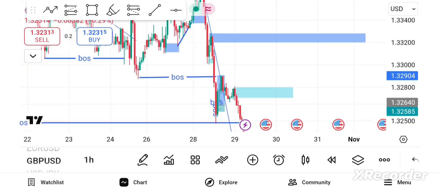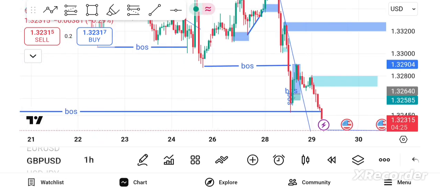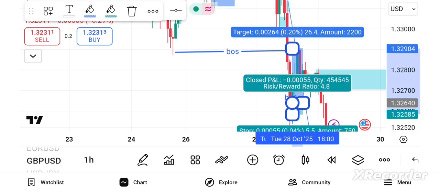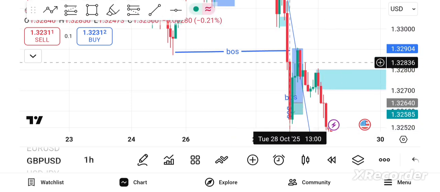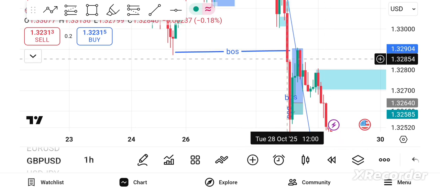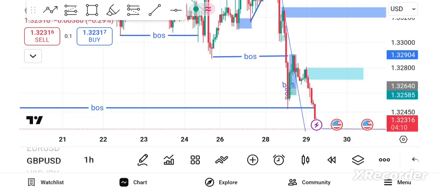So yesterday, the only position I was able to take was a 1 to 4, 1 to 4.8. It was almost a 1 to 5, but I only got a 1 to 4.8. But I actually closed at 1 to 3. I took 50% at 1 to 3. So that was how we took the trade.